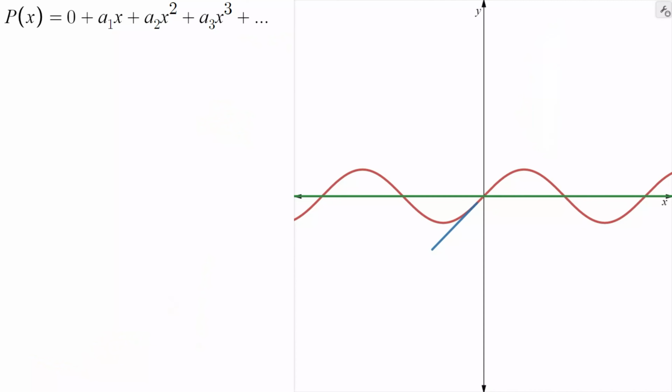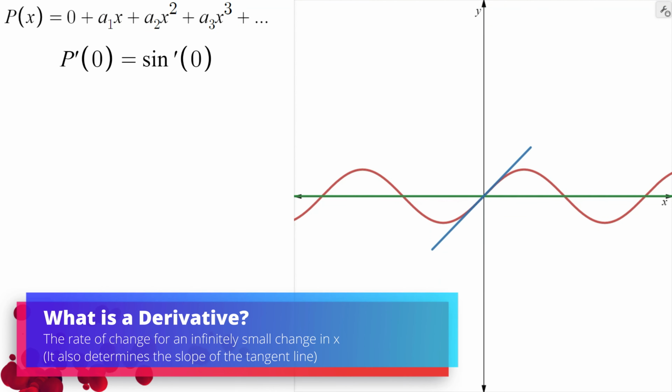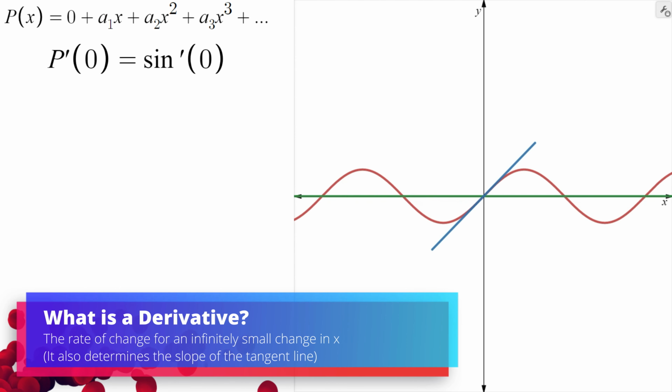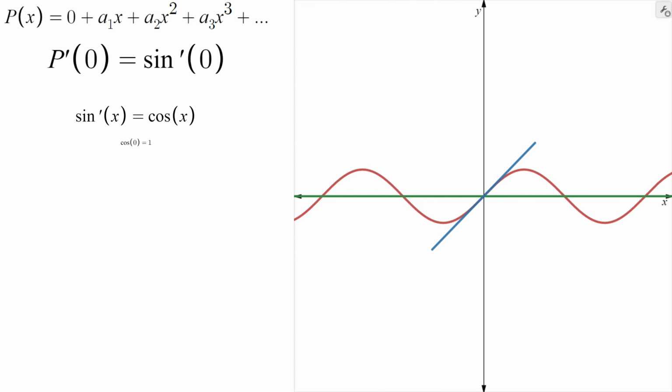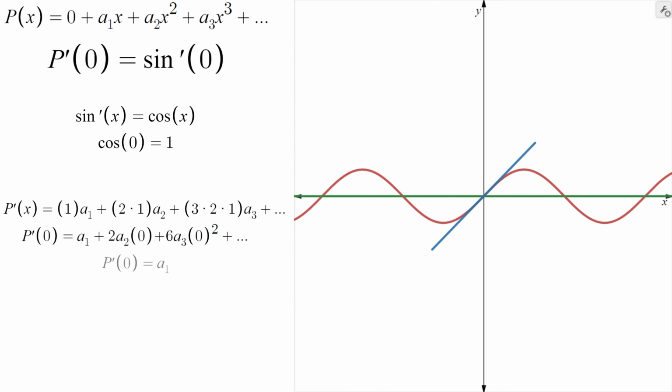What we can do is match their tangent lines at the y-intercept. Therefore, the derivative of sine x at x equals 0 must be the same as that of p of x. Calculating the value for sine x leaves us with 1. Applying the power rule to the terms of p of x and substituting x equals 0 leaves us with a1 equals 1. So, our graphs look quite similar near the y-intercept.